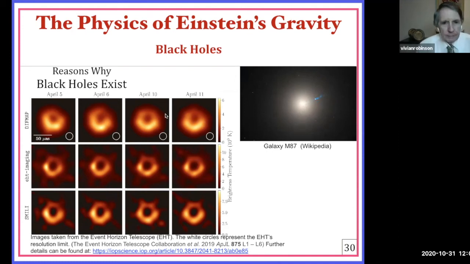The bright rings in these structures are purported to be images of the accretion disk with the black hole in the center. These white circles represent the resolution limit. The images are a great achievement. They show what can be done by international cooperation. But I'd suggest they're a long way from proving that the structure represents a black hole.